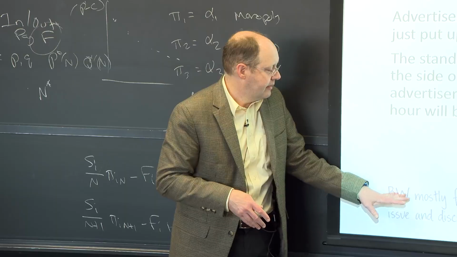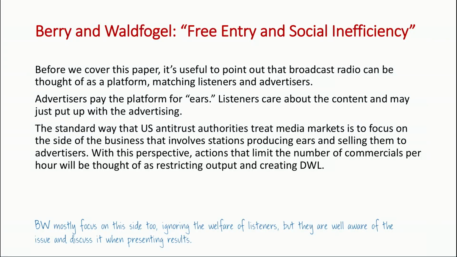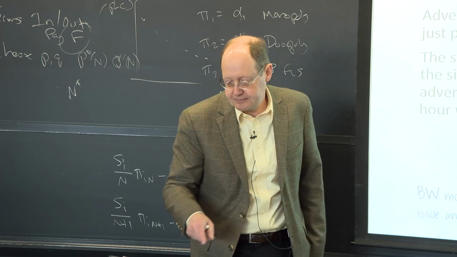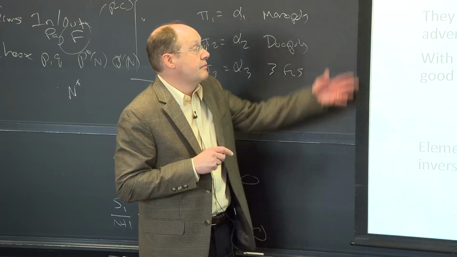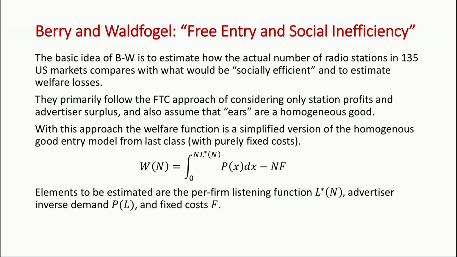Obviously, Barry and Waldfogel mostly adopt that. They are clearly well aware that radio is also something people listen to, and they talk about that at the end, but all the analysis is done thinking about radio stations as things that produce advertising to sell to advertisers. Anyway, so we've got 135 US markets. We're trying to compare with what would be socially efficient and talk about the welfare losses. We're going to focus on the radio stations as firms that have advertisers as customers.